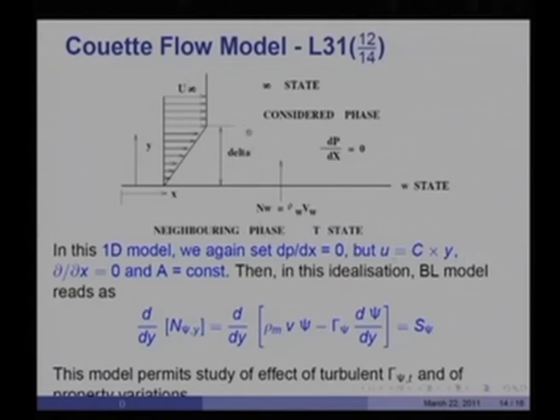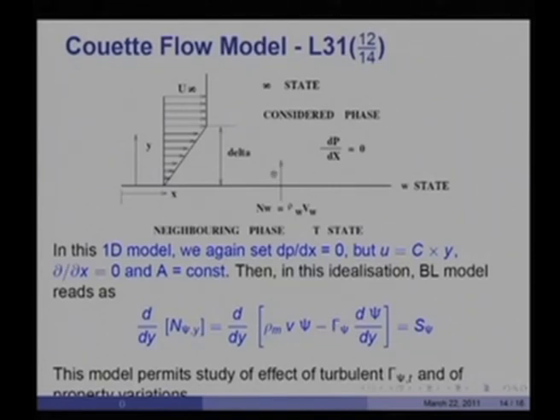Unlike u equal to 0 in the Stefan flow model, you have u equal to c y, but we say dp dx shall be 0. So, there is no body force term or anything like that in the considered phase. Now, the merit of this model is that because it deals with the flow, I could allow for variation of gamma psi with respect to y.